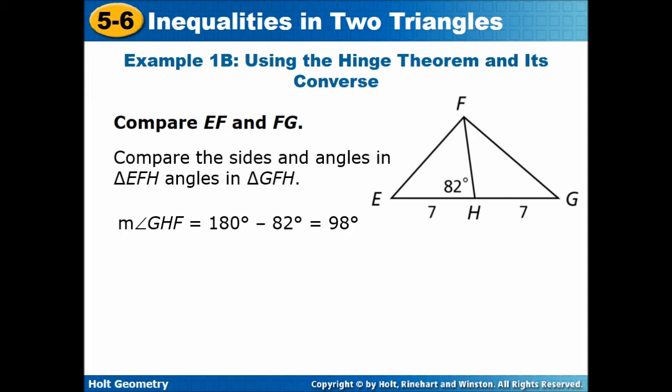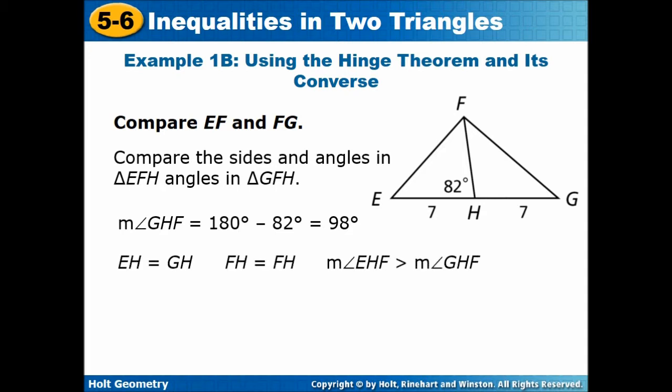So, we just use the principle that a straight or flat angle, which would be both of the angles that are located at the base of EG, they've got to be 180 degrees. So if you subtract the value you know from the other, you're going to get the 98 degrees.